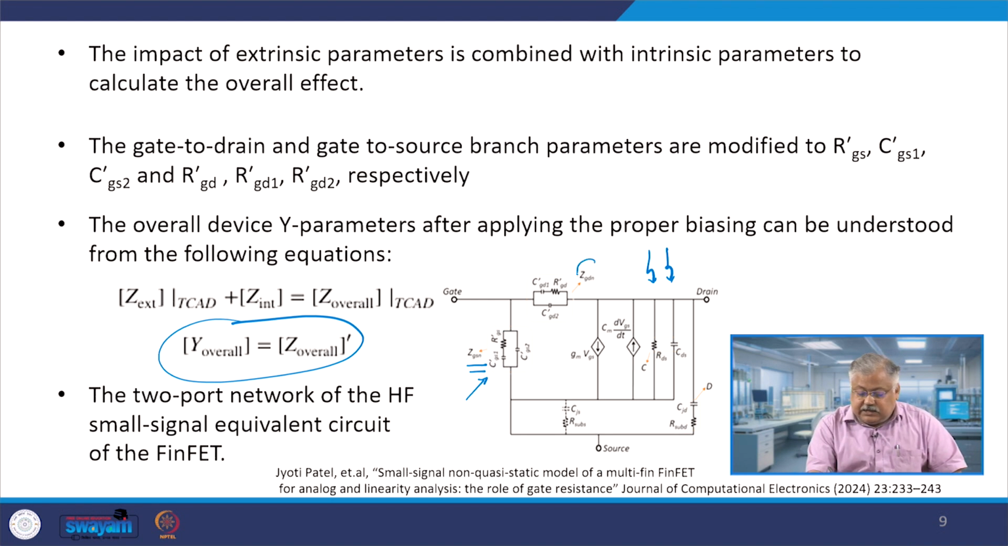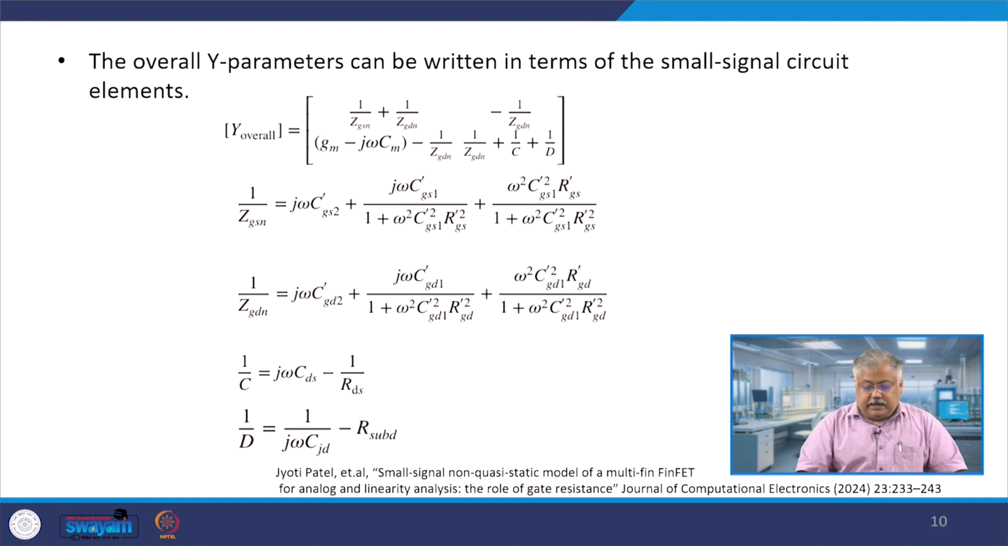This is ZGDN, which is gate to drain with n number of fins, and all other parameters have already been defined to you. So this is the y parameter modeling which you do in case of a z parameter. Now if you want to look at the overall y parameter small signal model, you need to just take care of this one. This has been calculated in the research paper, which is basically shown below here, our group's paper, and you can actually look into this paper to know the values of 1 by GSN and 1 by ZGDN, as well as 1 by C and 1 by D here, right.